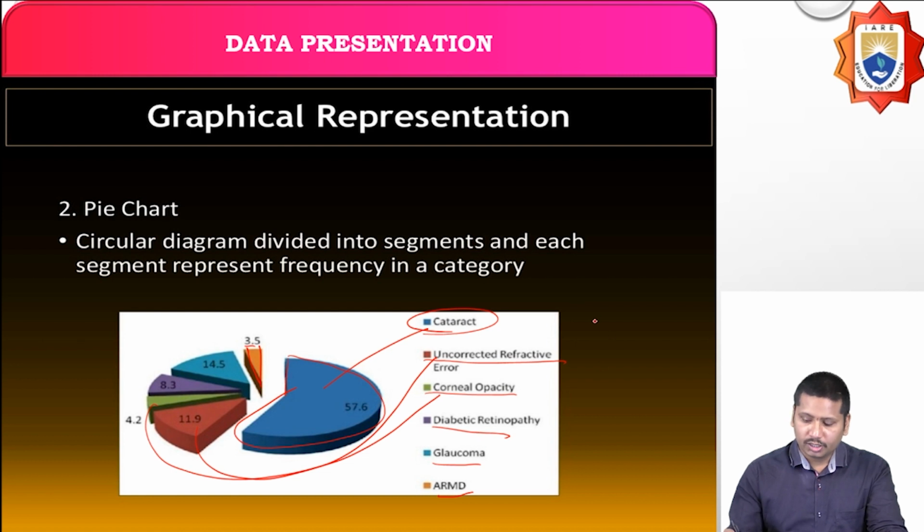How to construct this: initially you have to construct a circle. By making use of a protractor I can work out these values. Based on that I can plot it, and each and every part is called a segment of the pie diagram.